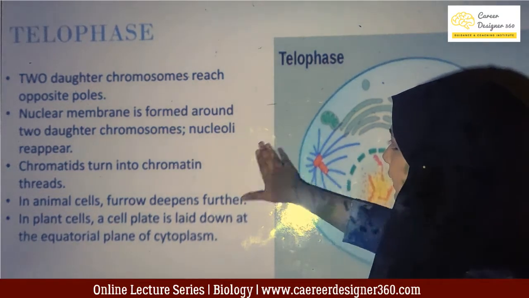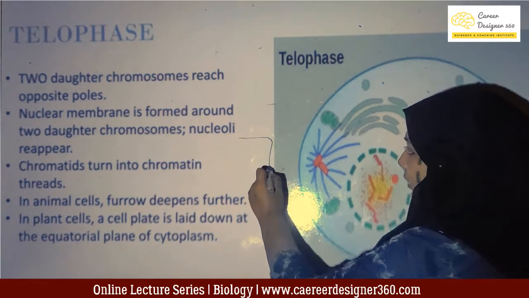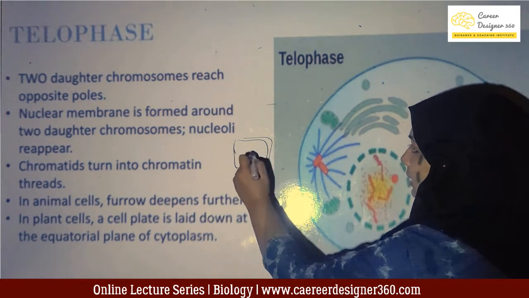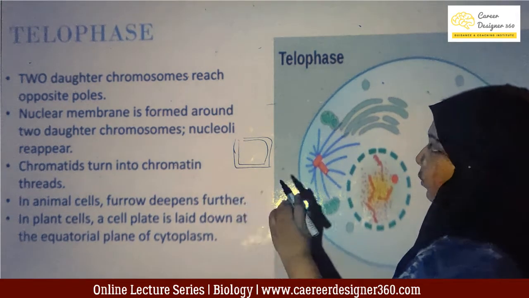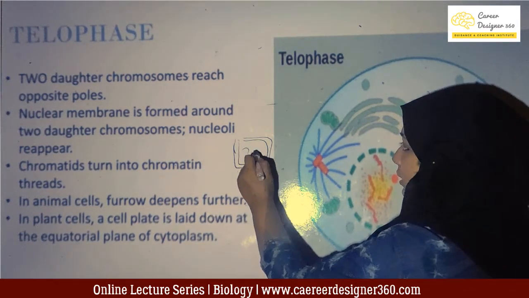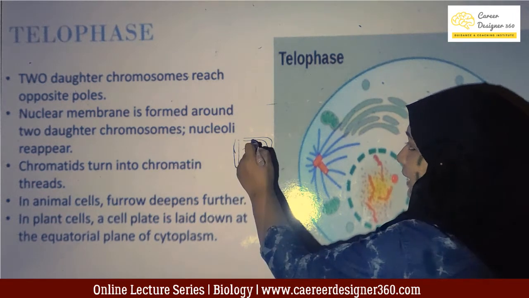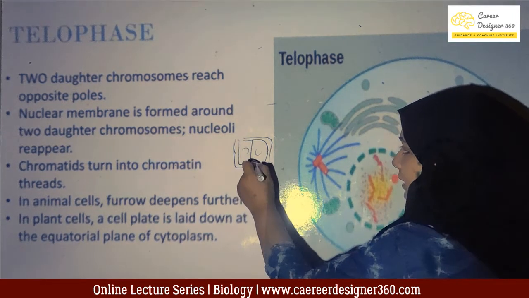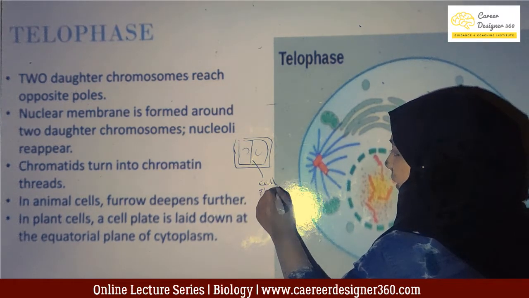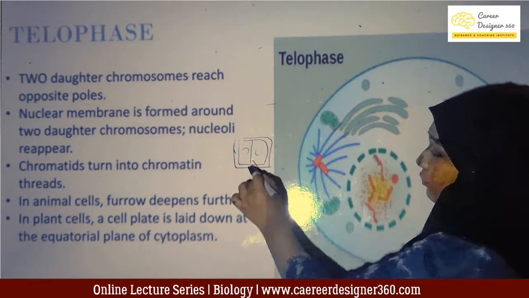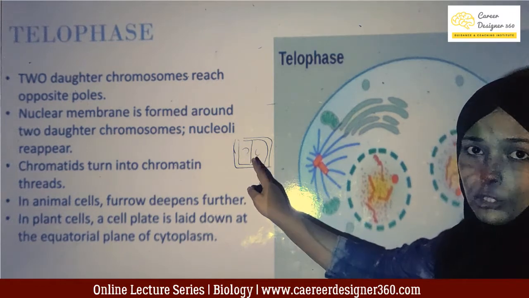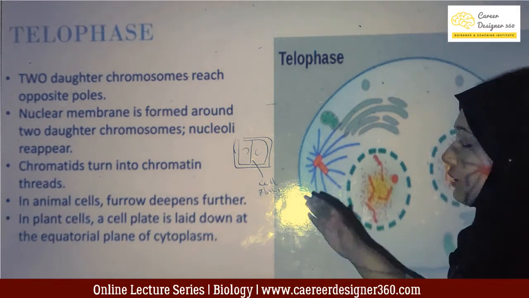But in plant cell what happens? Plant cell is somewhat like this with the cell wall. This is the cell wall and then this is the cell membrane. Over here there is no furrow formation. Okay, so when the two daughter chromosomes have divided, a cell plate is laid in between. This is the cell plate. So there is no furrow formation over here. A cell plate is laid between, separating the two daughter chromosomes. So these are the key events of telophase.